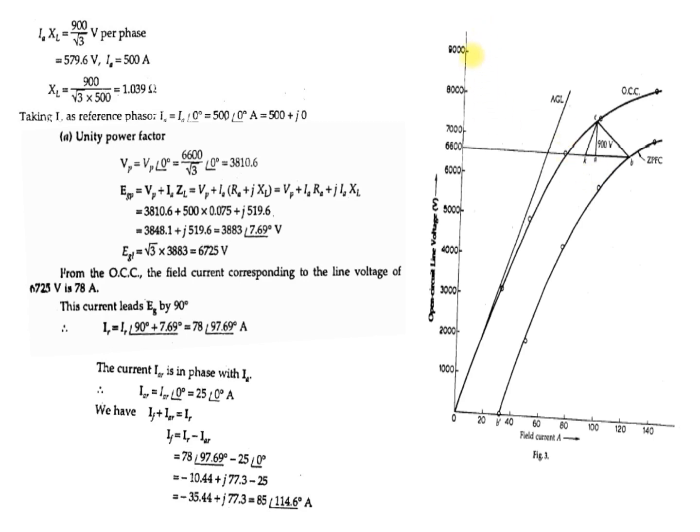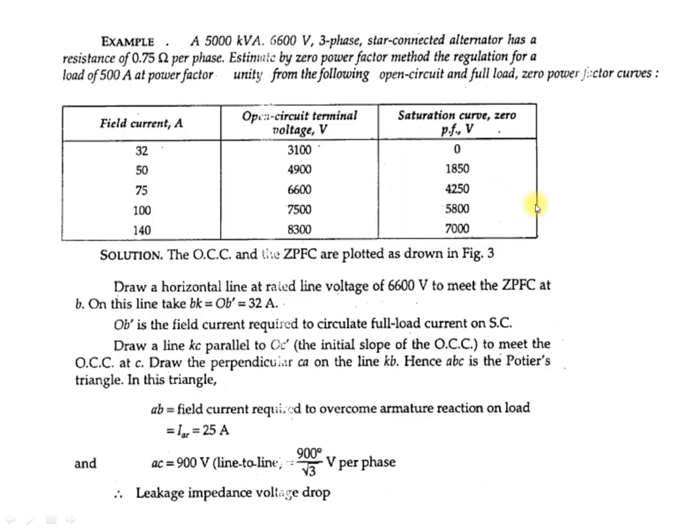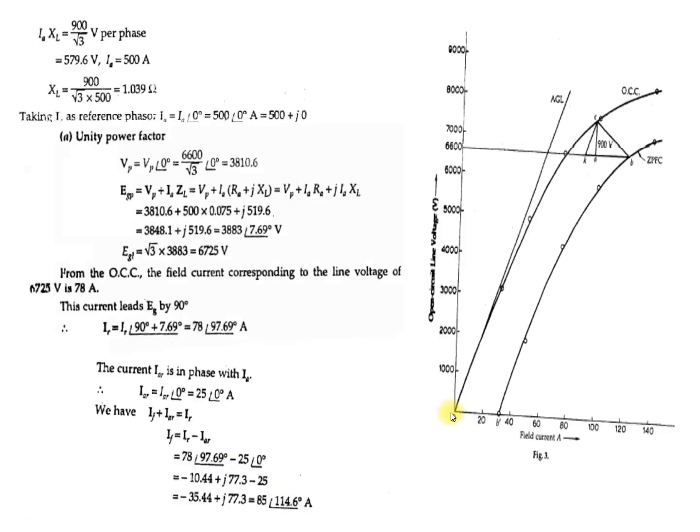So those two values can be found out here, like it has been given as the 25 amps, which is the field current which is to overcome the armature reaction on the load, and the leakage reactance value which is going to be found out by this distance of DC.